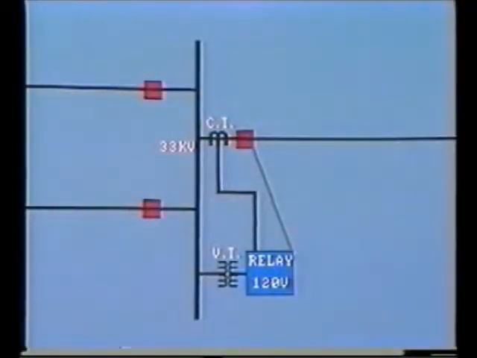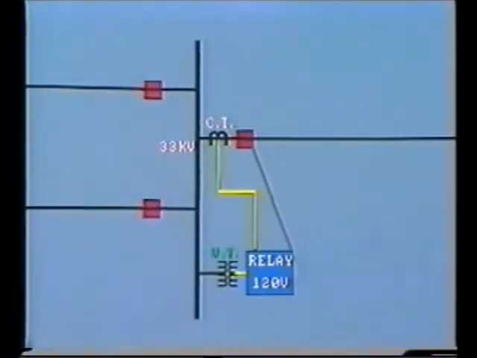However, let's return to the thrust of this program, that is, protective relaying of the power system. This circuit shows the elements of a very basic protection scheme. The inputs to the relays are provided by current and voltage.